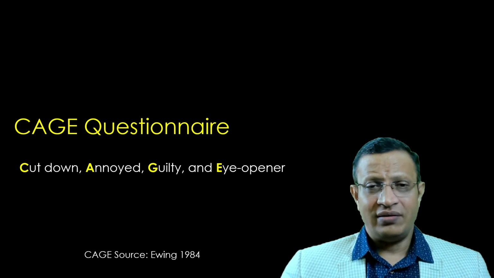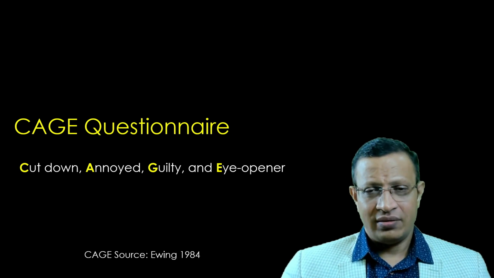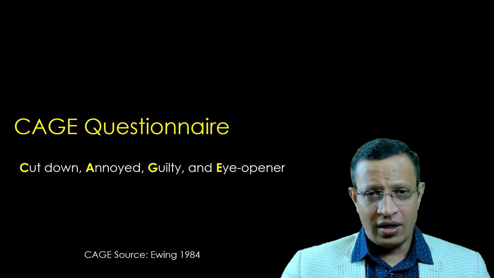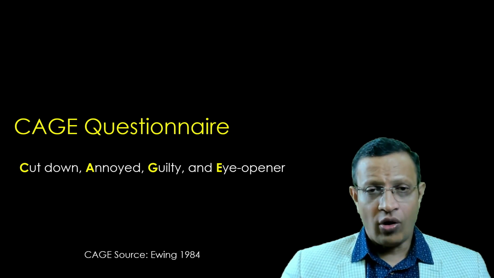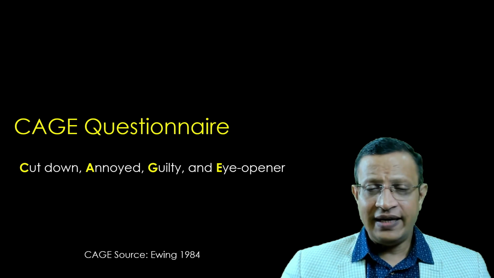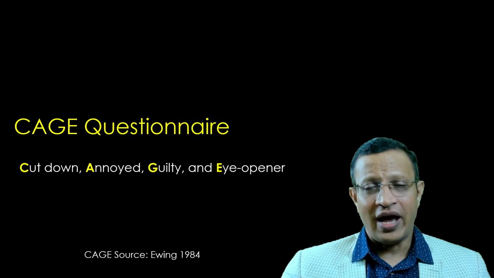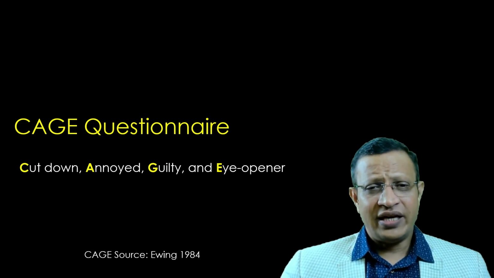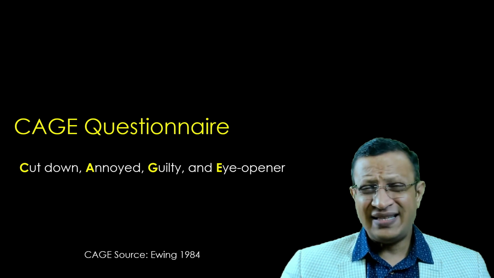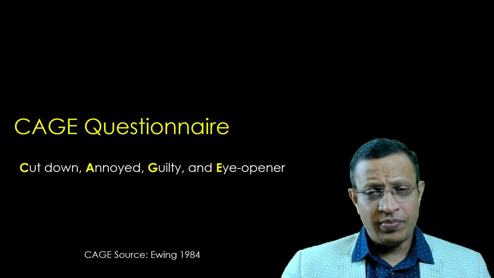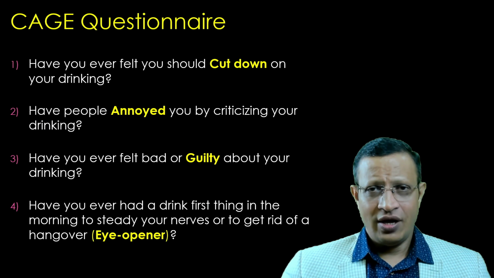Besides this AUDIT, there is one more important questionnaire, the CAGE questionnaire. C stands for cut down, A for annoyed, G for guilty, and E for eye opener. This CAGE questionnaire is very simple and easy to use in primary healthcare centers. What are those 4 questions?